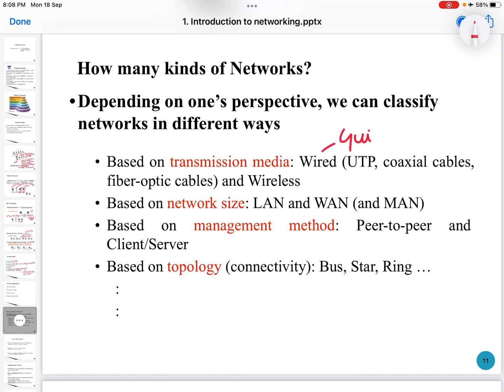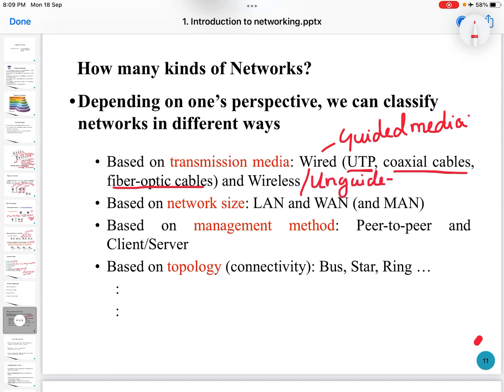Wired media is also called guided media, in which a link is created between the client and the server with the help of coaxial cables, UTP and fiber optic cables. And wireless media is your unguided media.